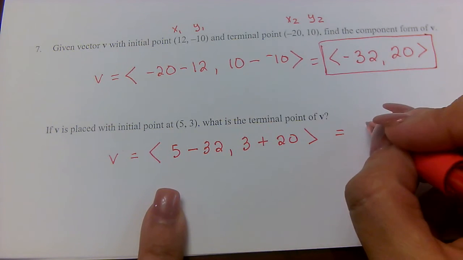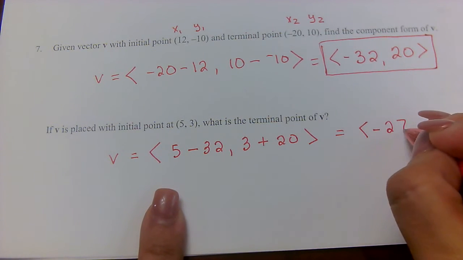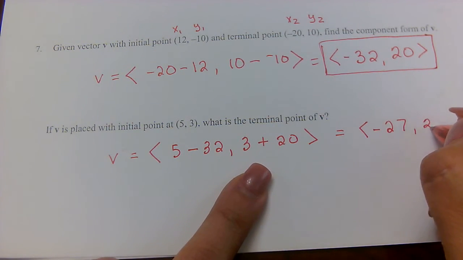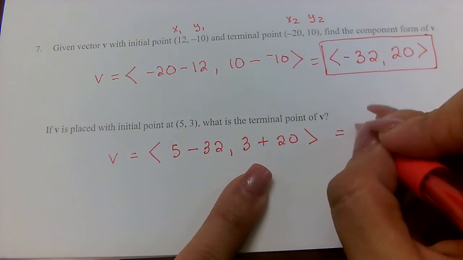5 minus 32, negative 27. 3 plus 20, that's 23. And this is going to be our answer.